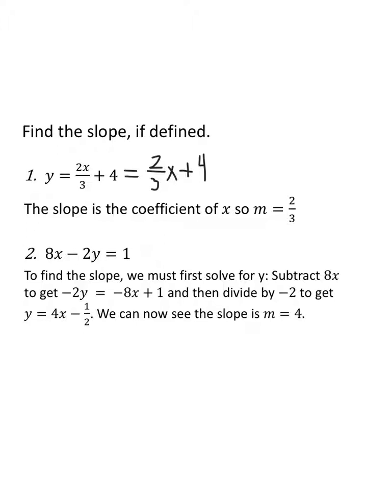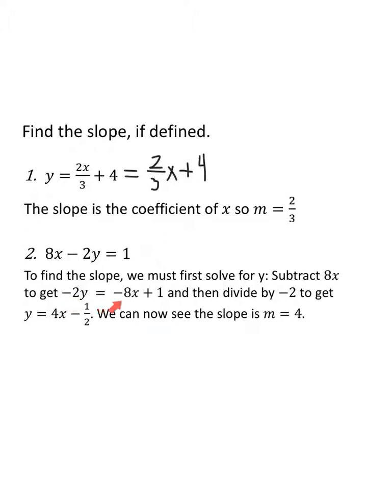Second example, 8x minus 2y equals 1. To find the slope, we're going to solve for y. So I'm going to subtract 8x from both sides. And I'll get a negative 2y equals a negative 8x plus 1. If you want to write 1 minus 8x, that's fine. But because I know we're working with linear functions, I'll frequently put the variable term in front, just so it looks like we're used to.